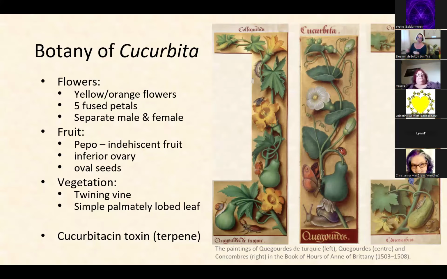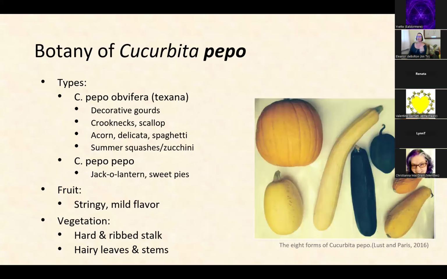And where that comes in is there's also oftentimes a toxin that is higher in our wild pumpkins. So yes, we have documentation from the 1510s that they were here in Brittany, but what exactly that pumpkin was, probably that wild type. So Cucurbita pepo, right? We're going to go over those three main ones, the pepo, the moschata, and the maxima.